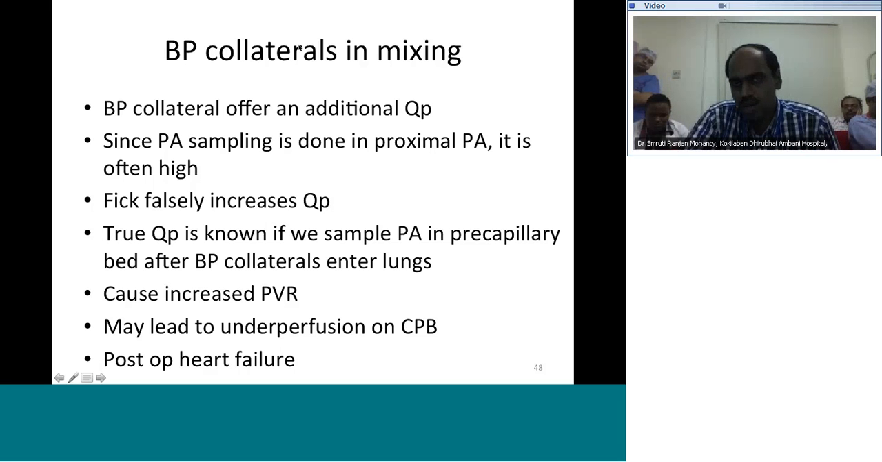Since these bronchopulmonary collaterals keep feeding the precapillary level with high amounts of blood flow, as I already told, it causes an increased PVR by causing some endothelial shear stress. The additional problem is that this will also lead to underperfusion of the body in cardiopulmonary bypass. When you are doing the arterial switch or Senning operation, all these aortopulmonary collaterals will steal the blood and lead to underperfusion of the tissues. And postoperatively, sometimes you will have gross heart failure.